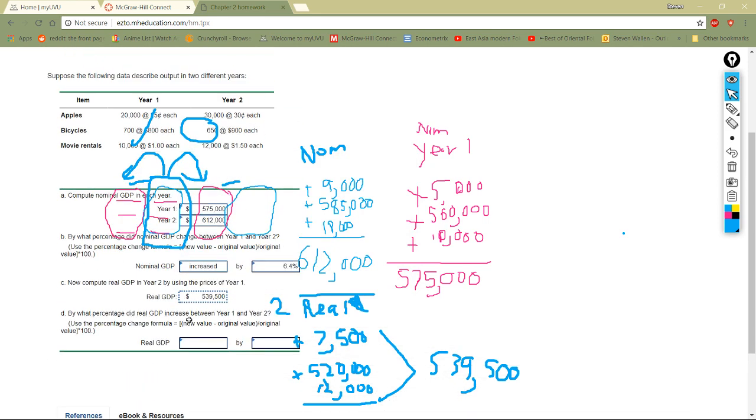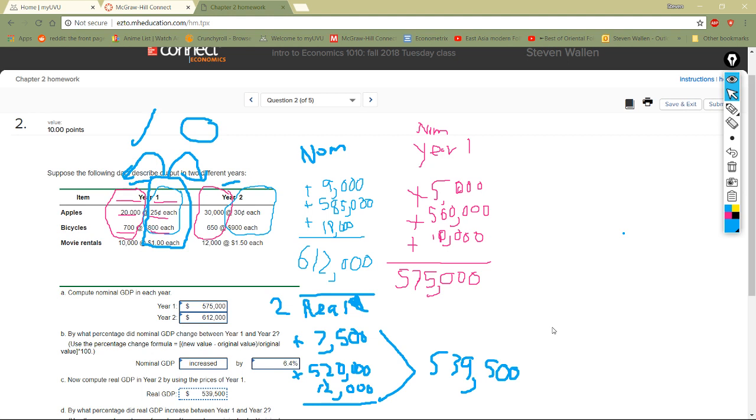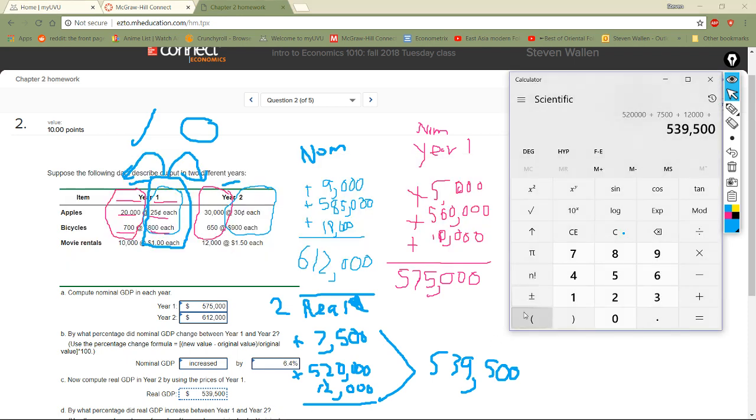By what percentage did real GDP increase between year 1 and year 2? Use the percentage change formula. So we're going to do the exact same thing we did before. All we do is take the difference between both of these, and then divide it by the original. So we'll get our calculator out again. I'm going to minus 575,000. So we're at negative 35,500, and we'll divide this by our original total. So we're going down basically 6.1%.